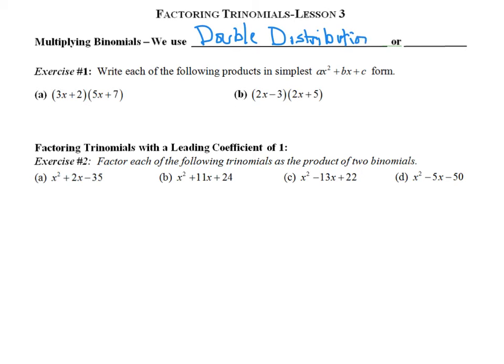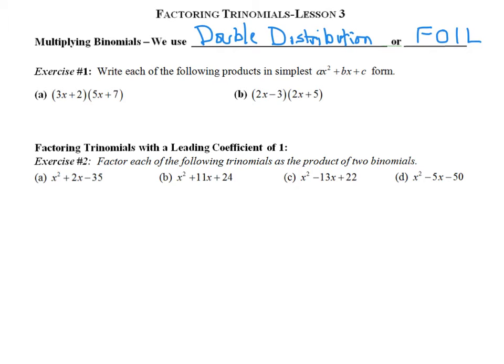Sometimes you may have learned it back in algebra using the mnemonic FOIL. So remember that FOIL just stands for multiply the first terms, multiply the outside terms, multiply the inside terms, multiply the last terms. So let's go back and remember how we do that multiplication using double distribution or FOIL.